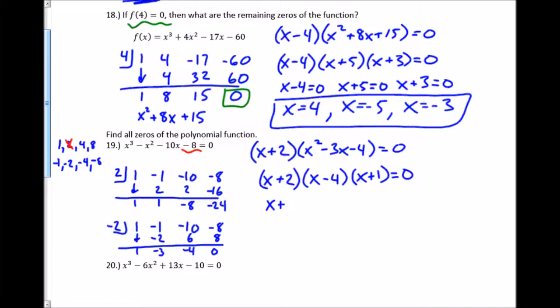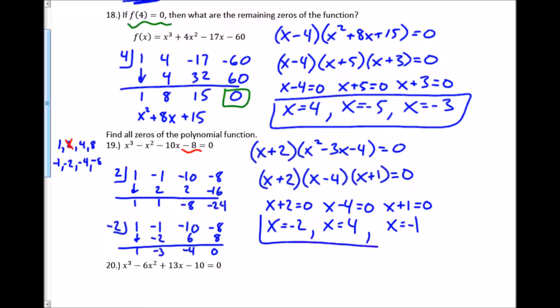And now I set each factor equal to 0. So I find out that x equals a -2, x equals a +4, and x equals a -1. So there's my three solutions. Okay?